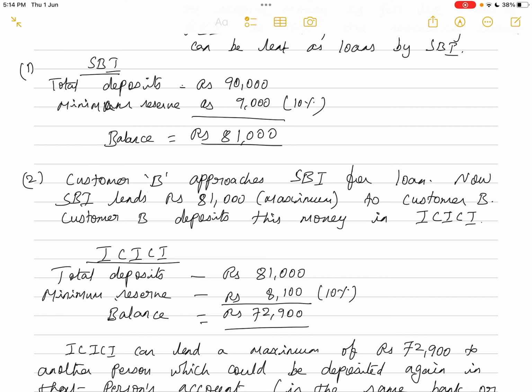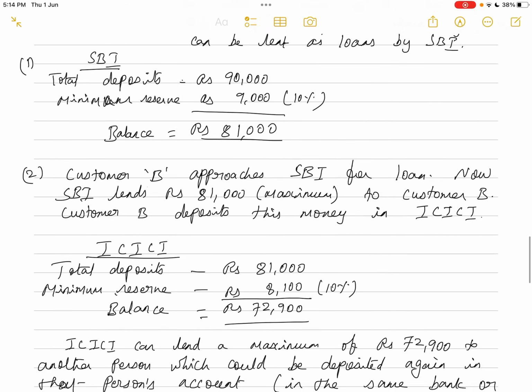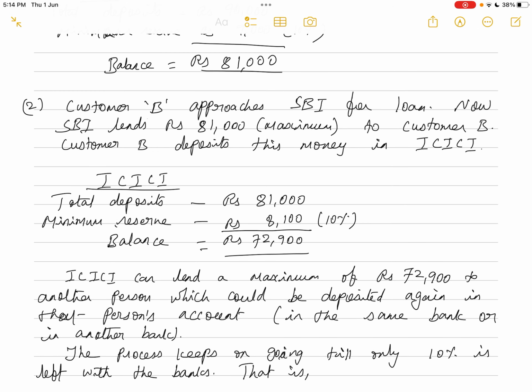I repeat again, when the borrower approaches a bank for a loan, the bank is not handing over the money in the form of cash to the customer. The bank is opening an account in the borrower's name. So the money is still with the bank only, and it is transferred to the borrower's name. Now customer B deposits this money in ICICI. So this 81,000 is transferred from SBI to ICICI. Now ICICI receives a deposit of rupees 81,000.